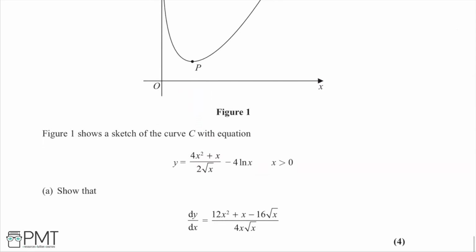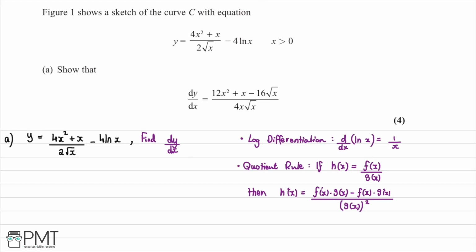So in part A of this question, we're asked to show that dy by dx, so the derivative of y with respect to x, is going to be equal to (12x squared plus x minus 16 root x), all divided by 4x multiplied by root x. So how are we going to do this?